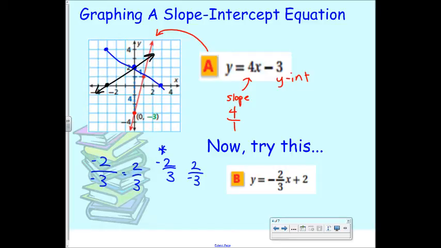If my slope is negative, that means my line should go which way? Downhill. You're skiing downhill, right? If it's like this, that means you did it wrong. So keep in mind, if this is a negative, then your line should be going downhill. If it's a positive, like this one was, then your line should be going uphill. And remember, we always go from left to right.